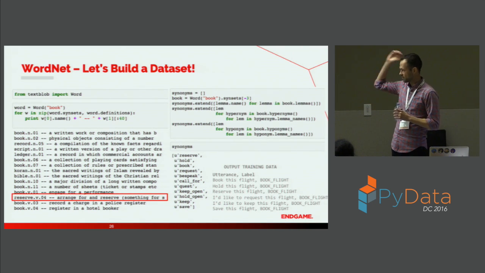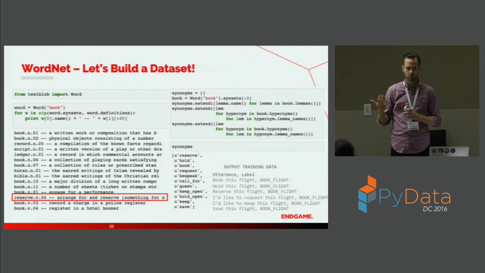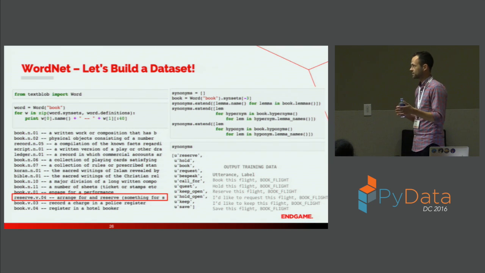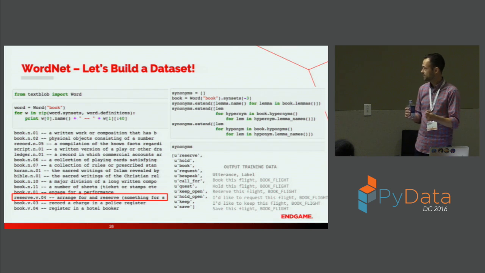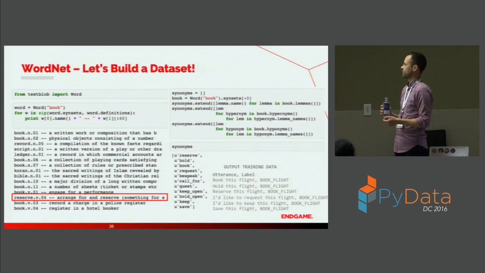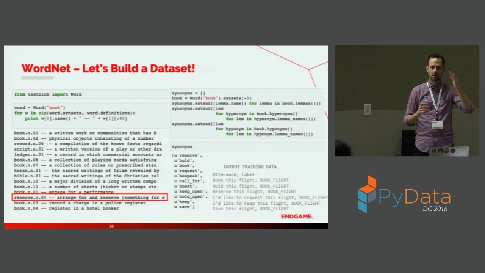We see that book is represented as a noun, way more than I thought was possible. And then we get to the part that we're interested in, which is reserve, verb number 4, arrange for or reserve something. So that looks to be closest to what we mean for book flight. So we can take that, throw it up on the right-hand side and say, give me its base form, its lemma, and then once we have the lemma, let's go through and look at the hypernyms and hyponyms, kind of the micro and macro variants of this word.